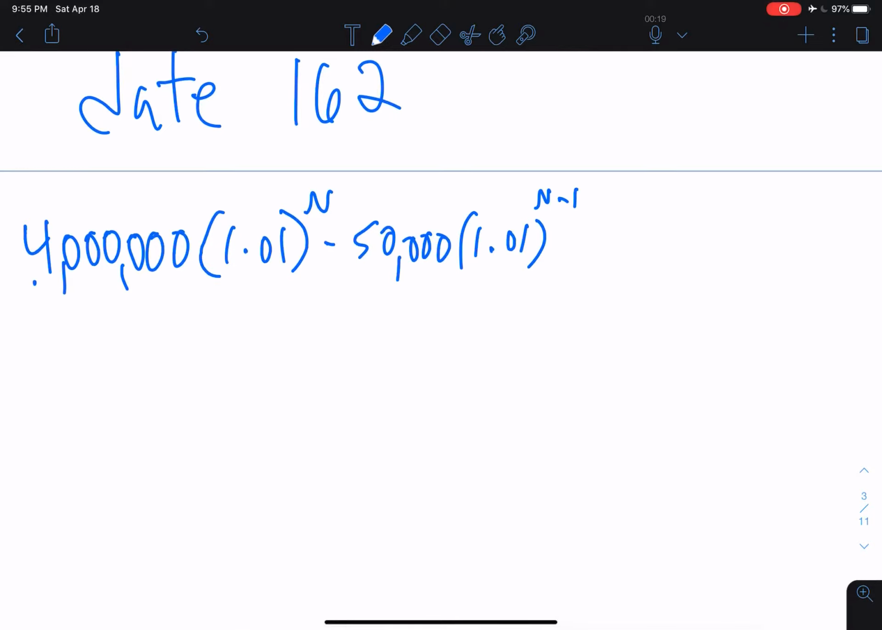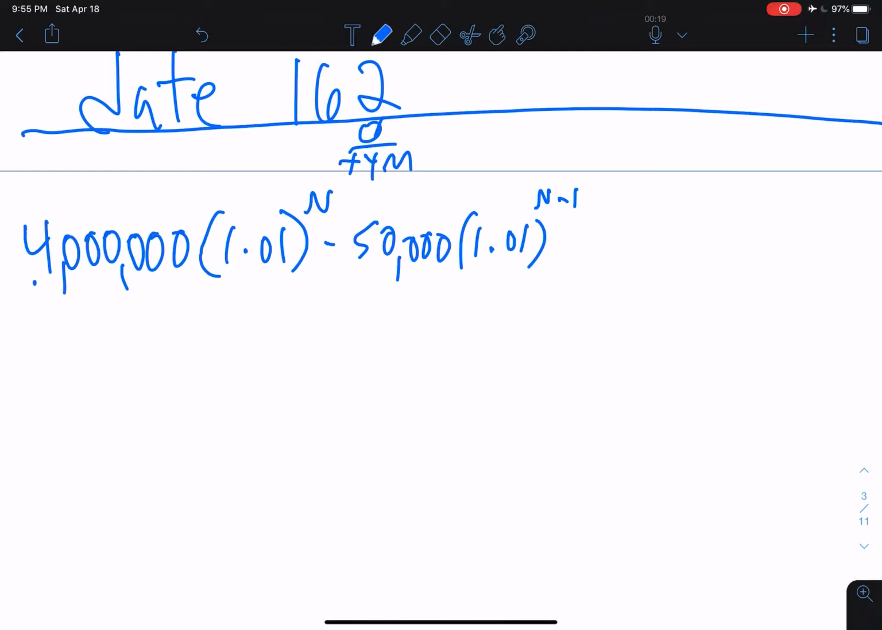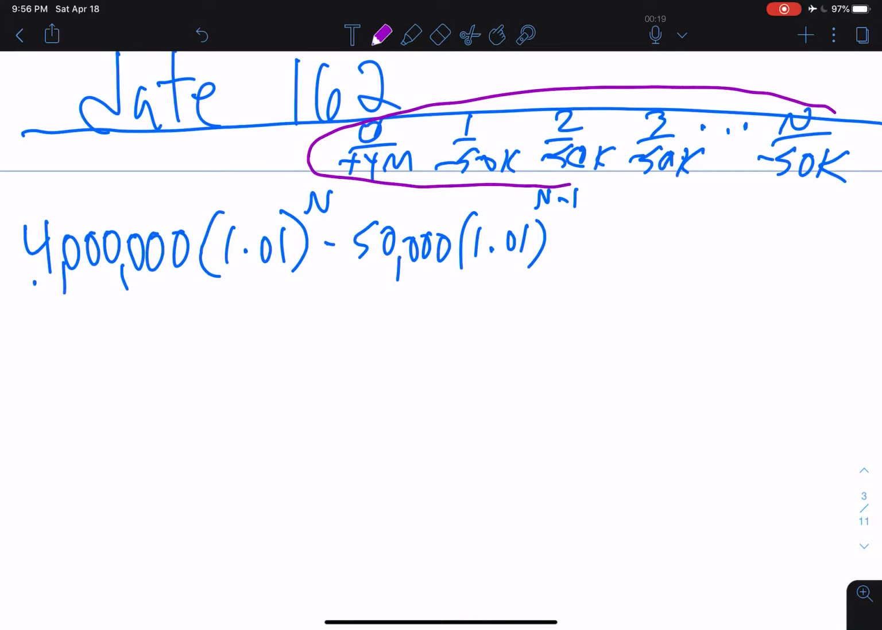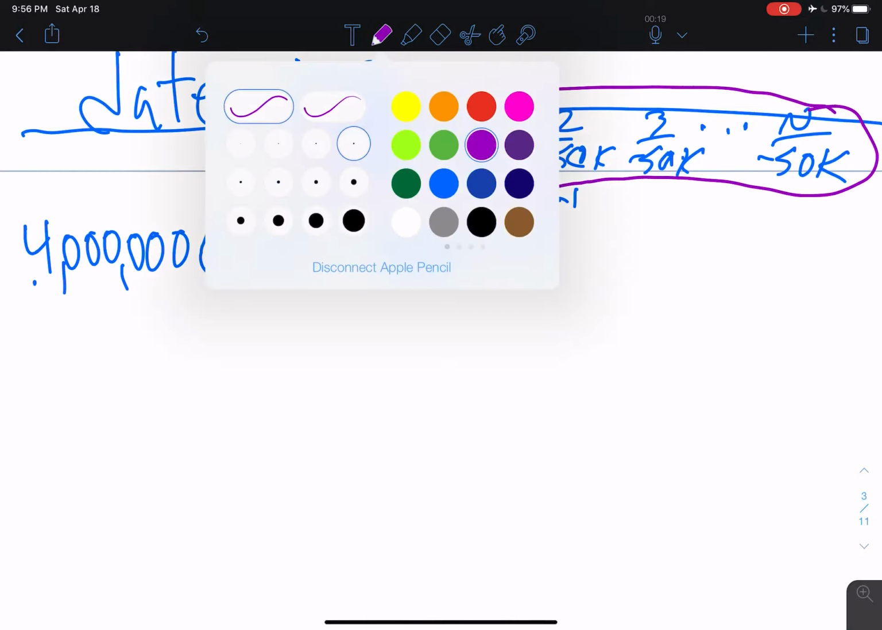Again, remember the cash flow date line, I'll just put it up here. Date 0 is plus 4 million, and date 1 minus 50K. Date 2 minus 50K, date 3 minus 50K, all the way to this unknown date n. We pretend it's an integer. Last time we can take out 50K. I'll circle that in a lovely purple color. That's the cash flow date line.